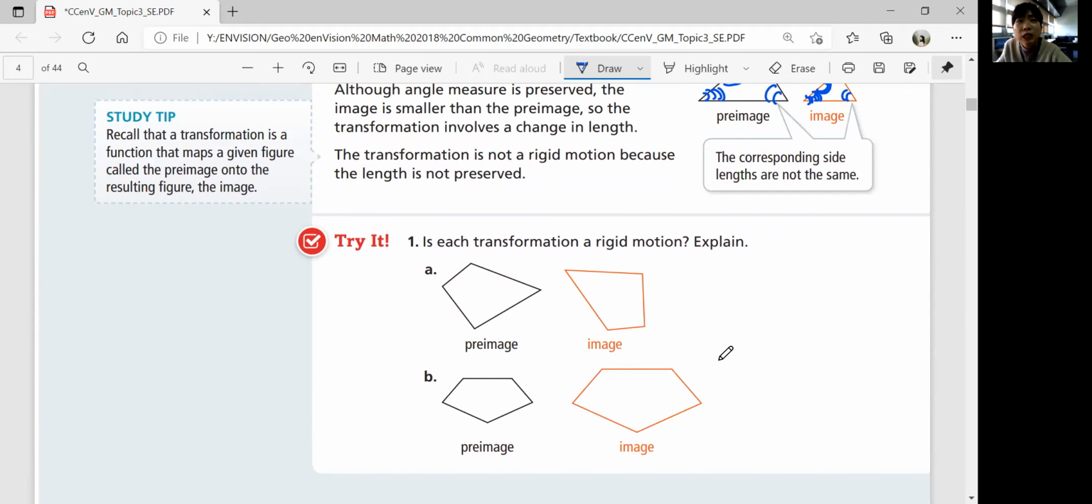Look at the pre-image and image here. Are they a rigid motion? Do they preserve length and angle measures? Do they have the same shape? So look at the angles. Are they the same? Yes, they look the same. To measure, you can use your ruler. They will be exactly the same length.